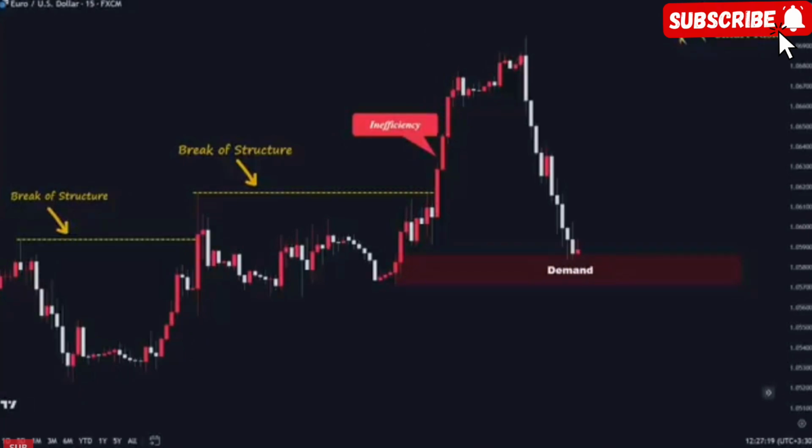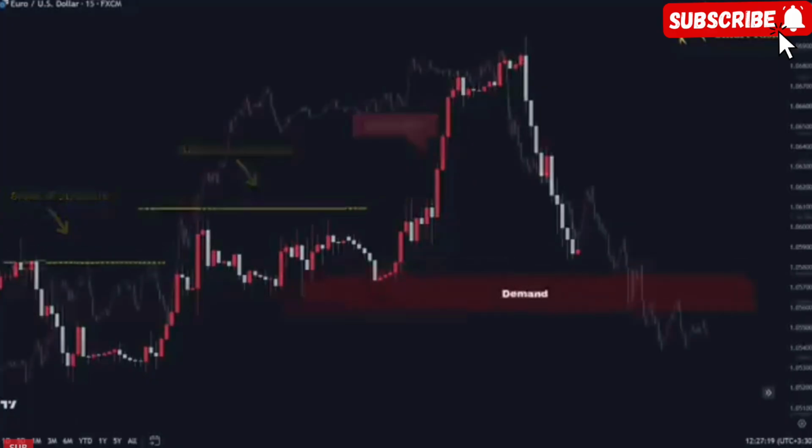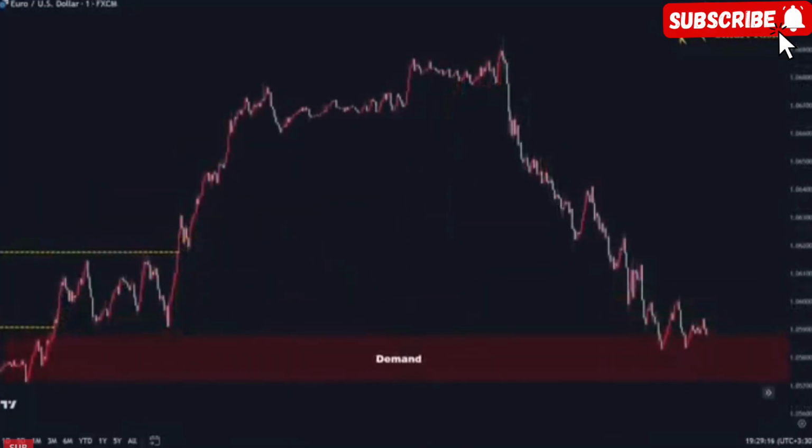Now, our next step is to zoom into the lower time frame, in this case the 1-minute time frame, to gain a clearer view of the price action and search for possible trading opportunities. Now let's take a closer look at it.